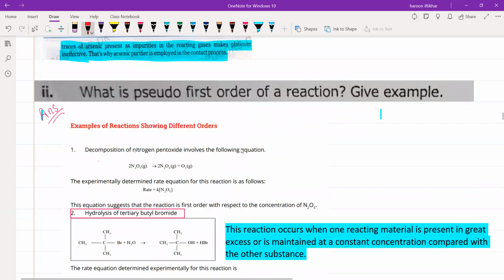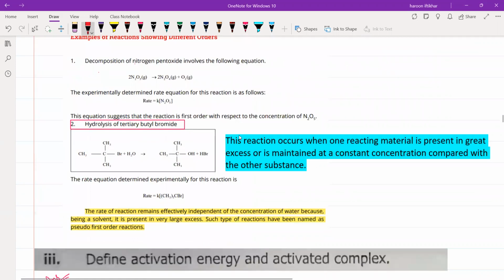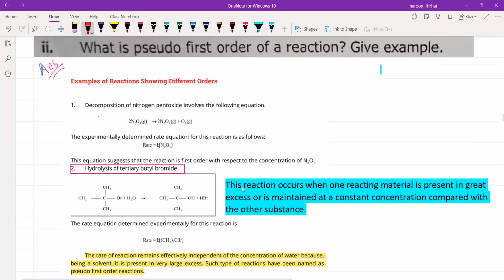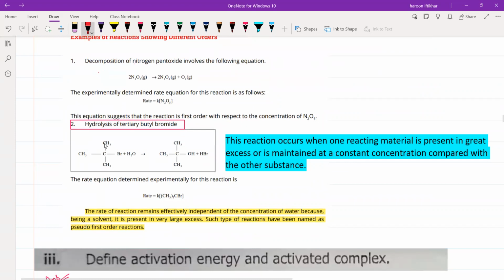Okay, what are pseudo first order reactions? So there is not an appropriate definition, so I'm writing this definition. This reaction occurs when one reacting material is present in great excess or is maintained at constant concentration compared with the other substance. Then this type of order of reaction is actually a pseudo order of reaction. Okay, you can see the example that in the hydrolysis of tertiary butyl bromide, water is in excess.